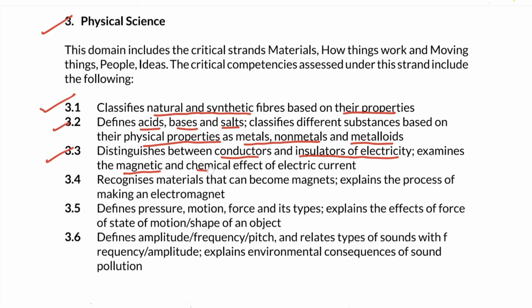Examine the magnetic and chemical effects of electric current. Next one, recognize materials that can become magnets. Explain the process of making an electromagnet. Then next, define pressure, motion, force and its types. Explain the effect of force on the state of motion as well as the shape of an object.